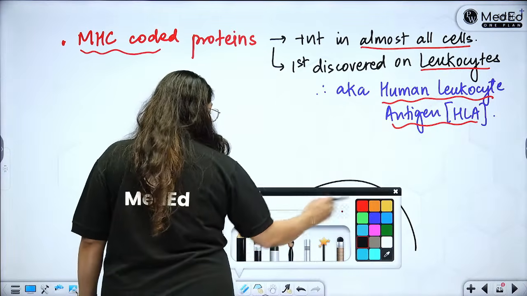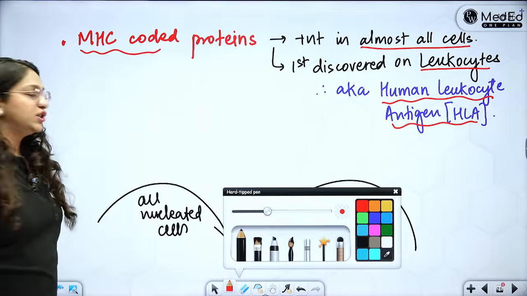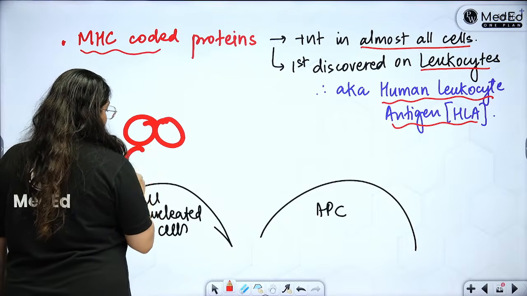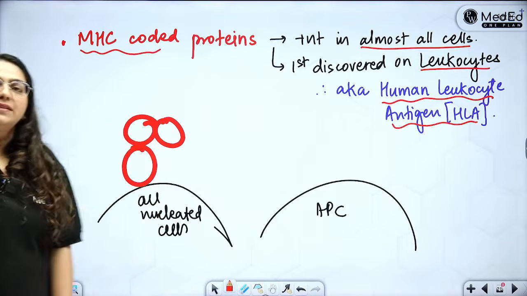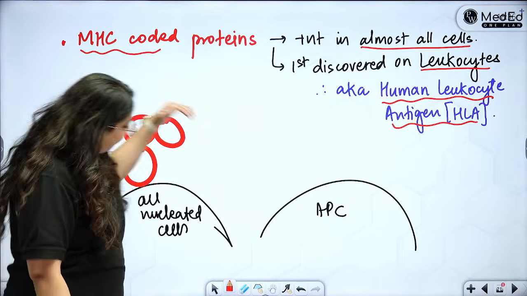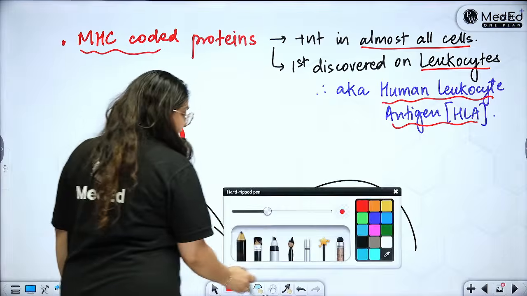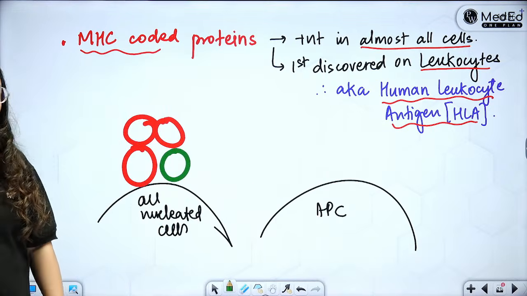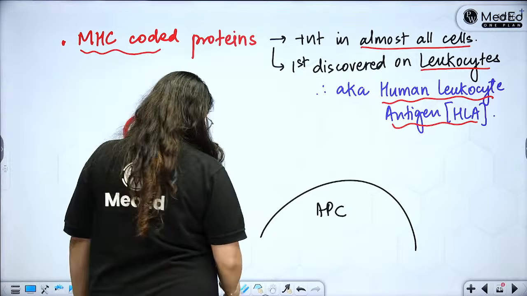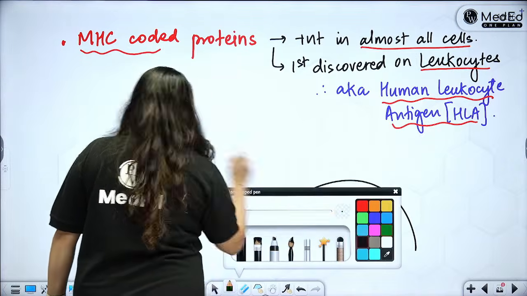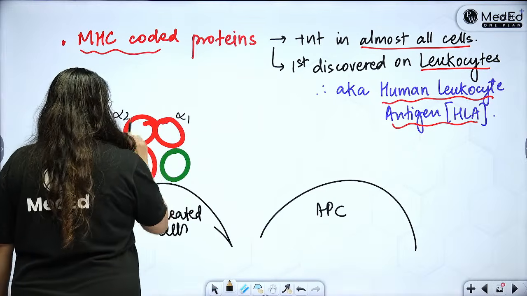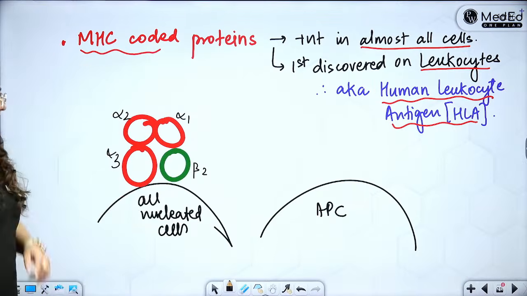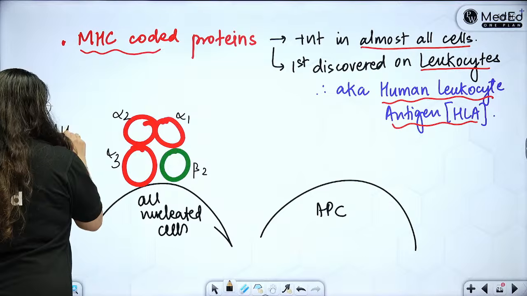It has 3 alpha units. So you have an alpha 1, then you have an alpha 2, then you have an alpha 3. They are attached like this. Now don't you think that this will fall on itself if it is unsupported? So it gets a support from a beta 2 microglobulin. So what is happening here? You have alpha 1, alpha 2, alpha 3, and here a beta 2 has come. This is MHC class 1.